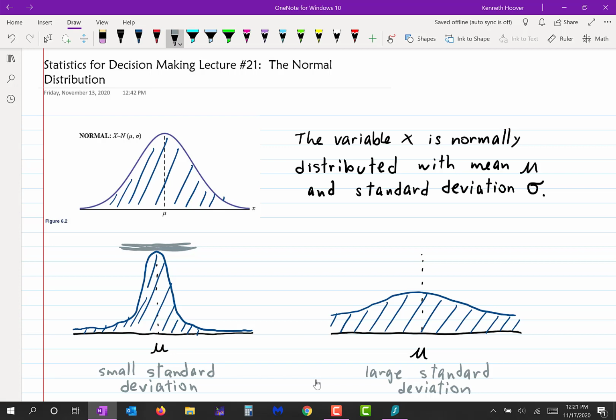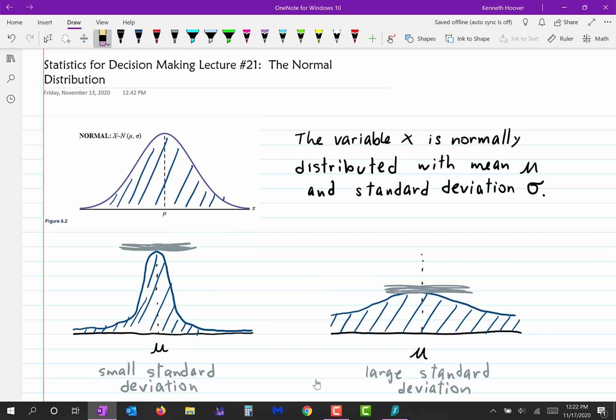If the standard deviation is very large, then the bell is much more spread out, and so the center is much lower, because you have the same amount of area underneath the bell, no matter how spread out it is. The area is always the same, and the area equals 1. So small standard deviations give you a narrow, tall bell curve, and large standard deviations give you a wide, short bell curve. Okay? All right.